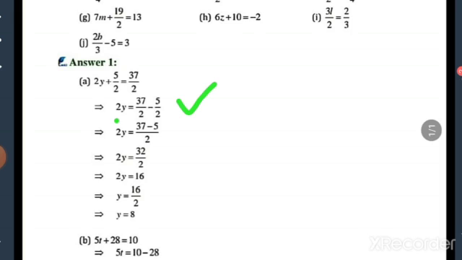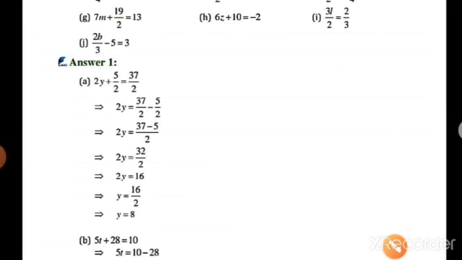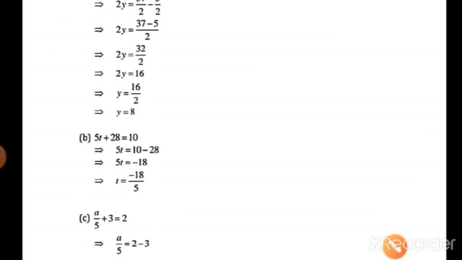Then you know that the LCM of 2 and 2 is 2. So we can get 2y is equal to 37 minus 5 by 2. 37 minus 5 is 32 by 2. Here 16 2s are 32, so 2y is equal to 16. So y is equal to 16 by 2, so y is equal to 8.